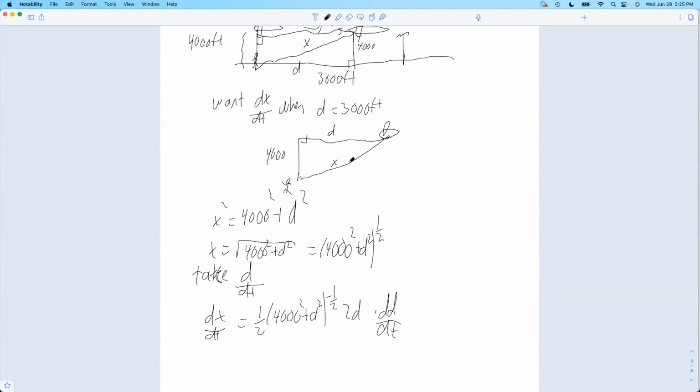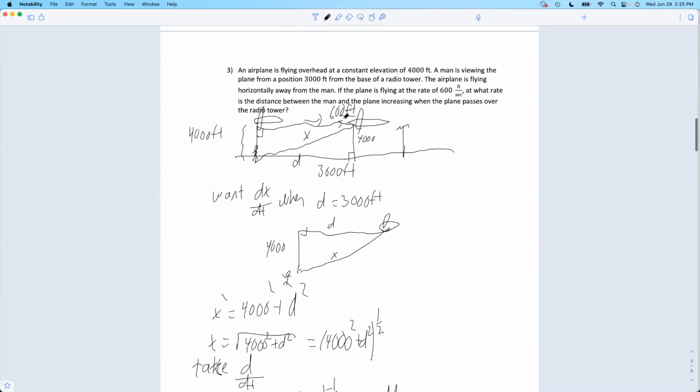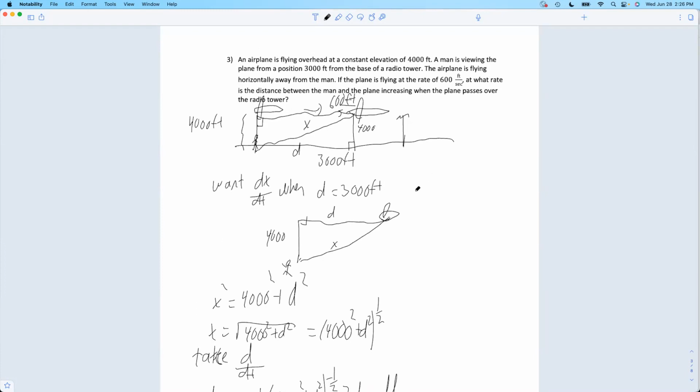d here means this distance. I could have given it a different name, but I wanted this to happen on purpose because this happens sometimes. dd/dt means how quickly is this length right here changing per second. And I actually know that. That's the speed of the plane. So note that dd/dt is 600 feet per second. It's measured in units of distance divided by units of time.